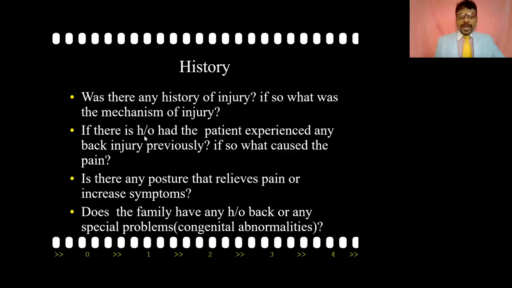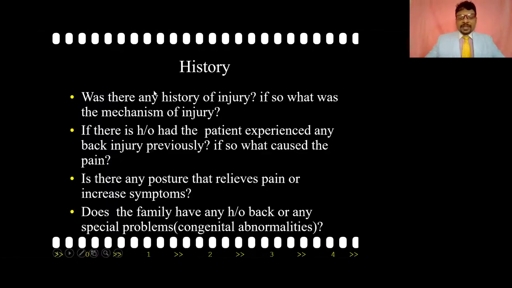So what do we have to take from the history? If the person is facing any postural problem, because of the posture, if they are complaining of any pain or any deformity or any difficulty in functional activities, we have to take a complete full history from the person. Here we have to ask, was there any history of injury? If any patient comes with postural abnormalities, the main question is, is there any history of injury, direct injury or indirect injury, any history of a motor vehicle accident? And also we have to take the mechanism of injury.